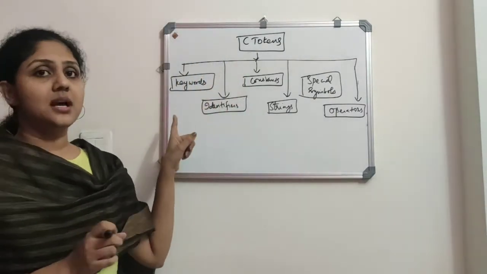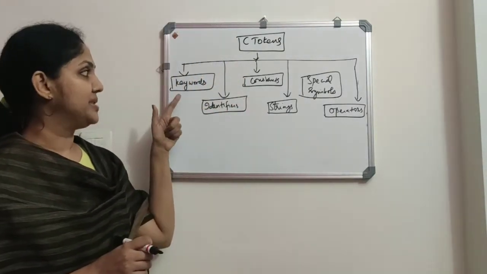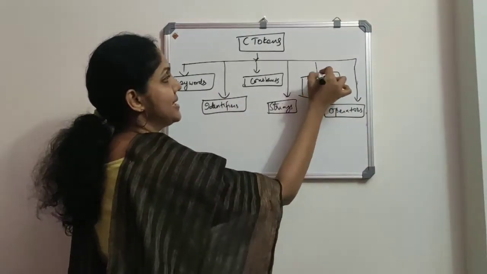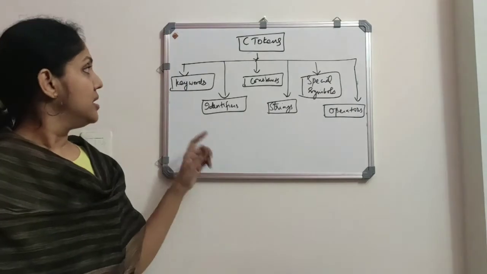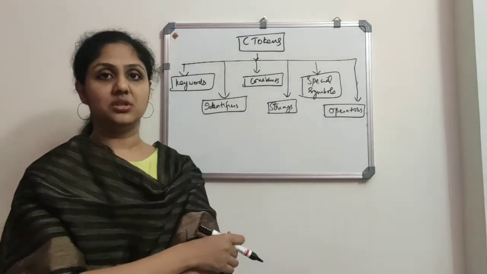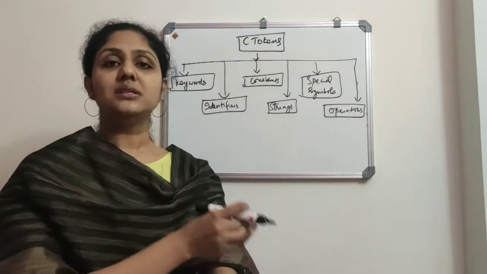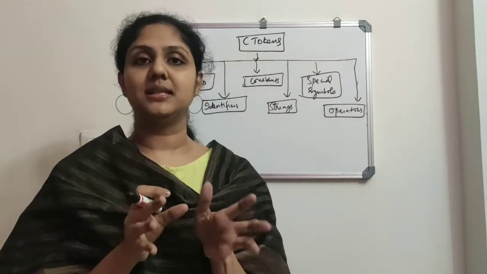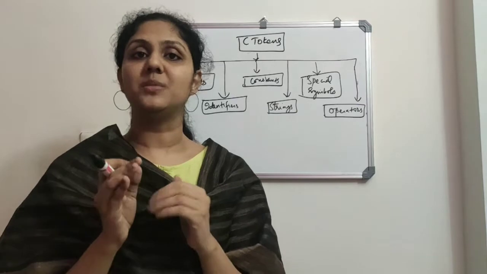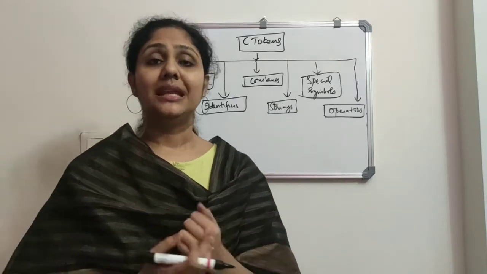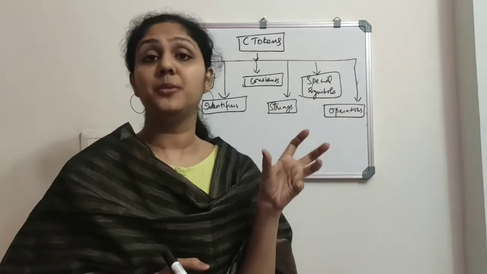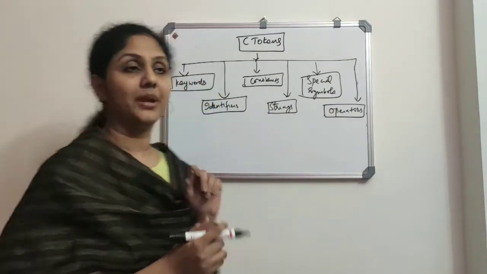It could be a word or a punctuation mark, whatever. C tokens are of these types: keywords, identifiers, constants, strings, special symbols, and operators. So what are keywords? Keywords are those which are already there inside the C program. The compiler knows the meanings of such keywords. They are words which have a specific purpose in C programming.